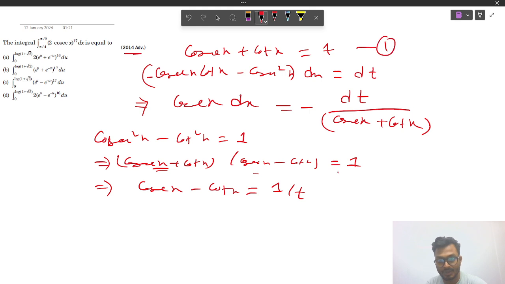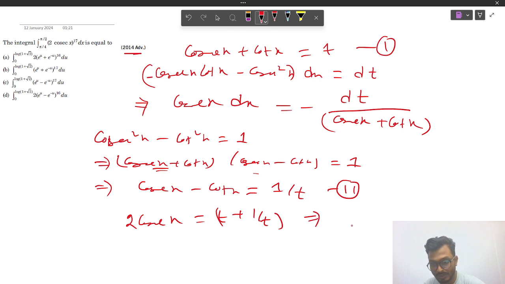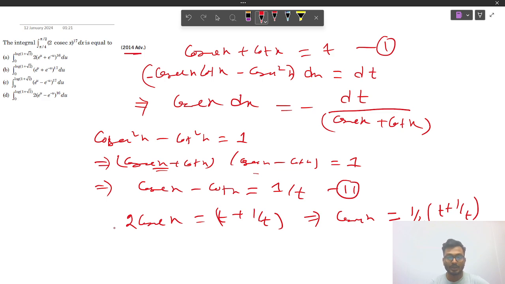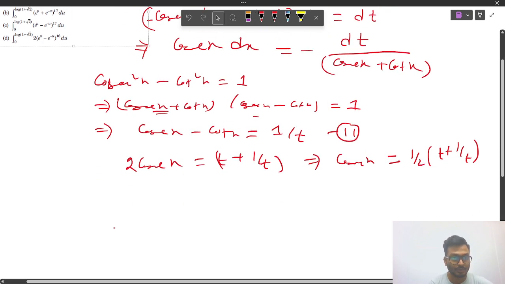Now this is equation 1, this is equation 2. If we add both, what do we get? 2 cosec x equals t plus 1 by t. So we can write cosec x equals 1 by 2 into (t plus 1 upon t). These things we have to do.